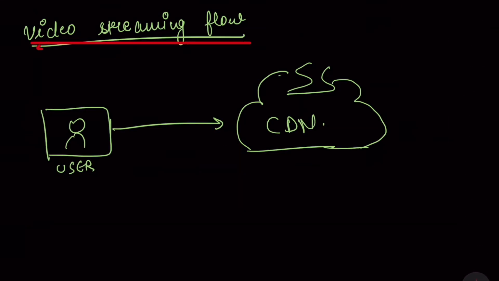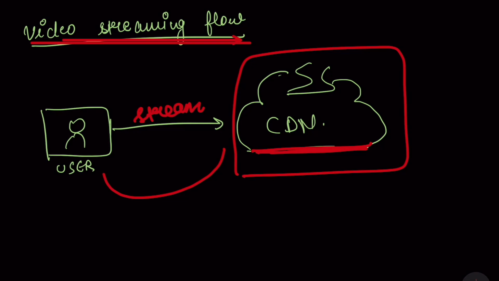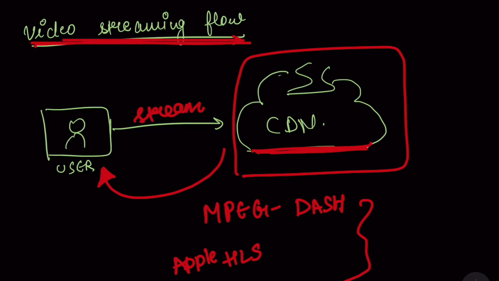Now if we talk about the video streaming flow, this is going to be really simple. Whatever video the user wants to stream, they request it from the server closest to their geographical location through the CDN, and then this CDN will provide them the video they are asking for, and the video is ready to stream. Streaming is possible because of streaming protocols. The popular streaming protocols are MPEG-DASH and HLS, which is from Apple. There are many, but this is how the video streaming flow would look.